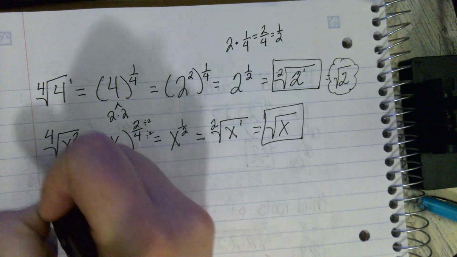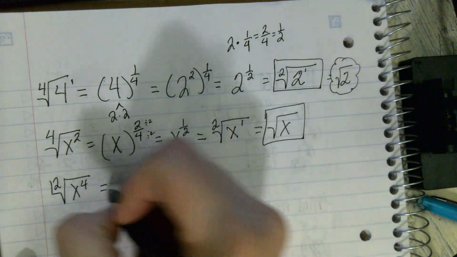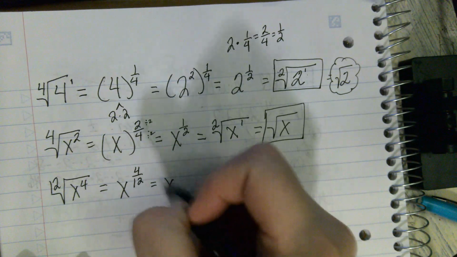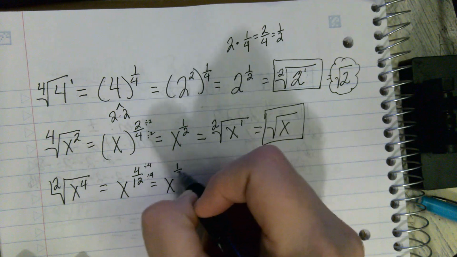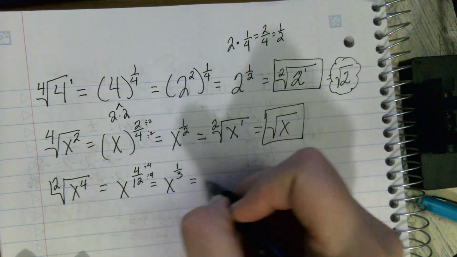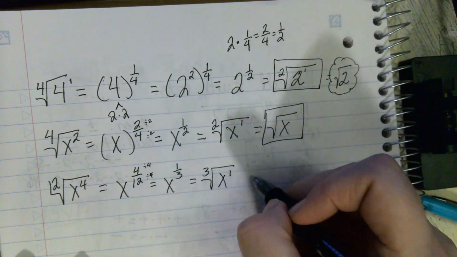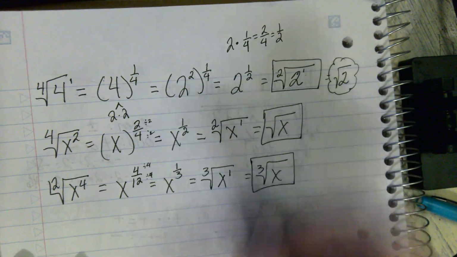So the 12th root of x to the 4th power. Again, x to the 4 over 12, that reduces by 4, and we get 1 over 3, which would become x to the first power with an index of 3. And again, the 1 would be invisible, so it would just be the cube root of x.